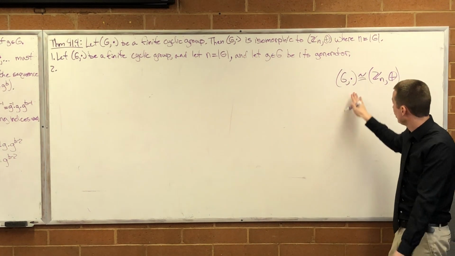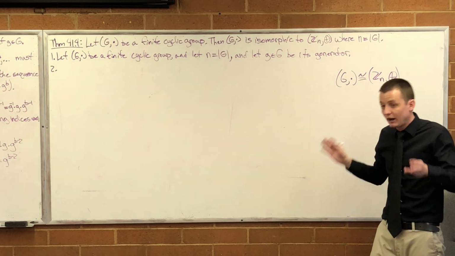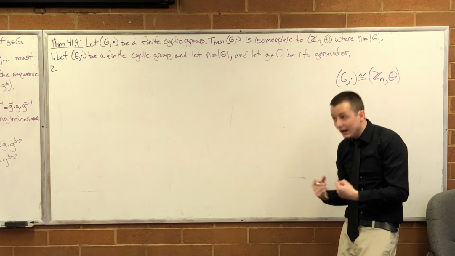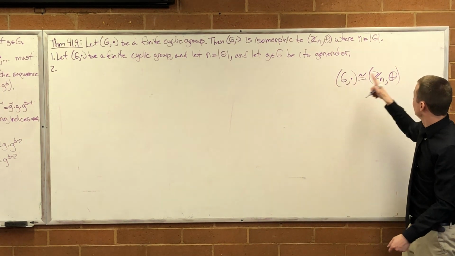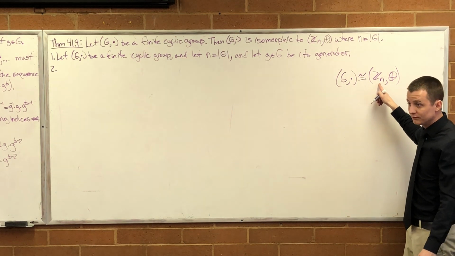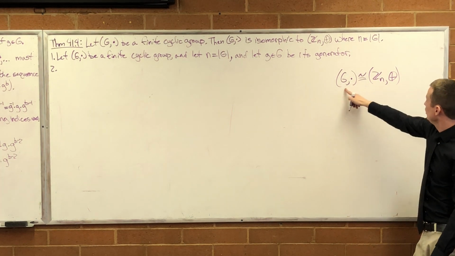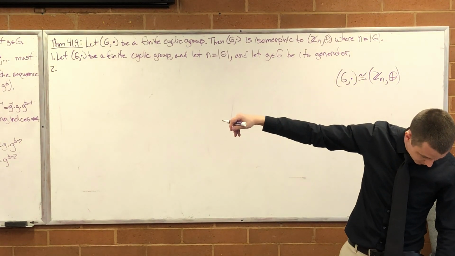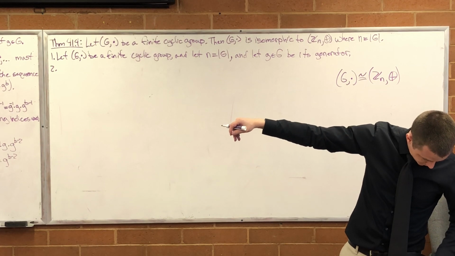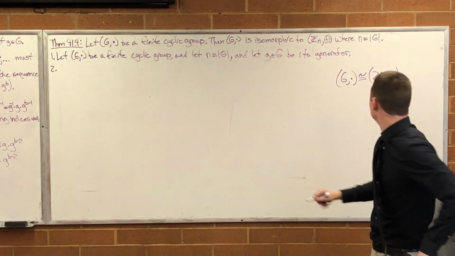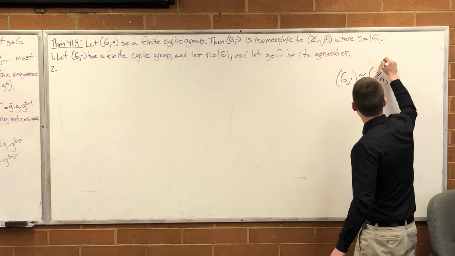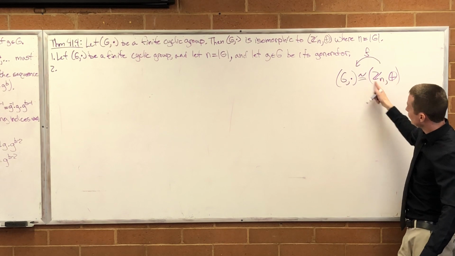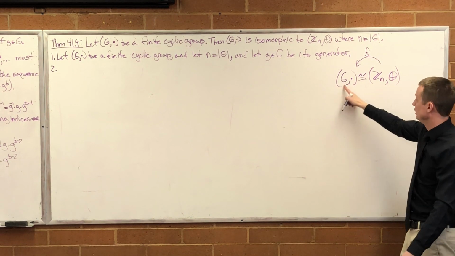Now, how are we going to show that? How do you show that two groups are isomorphic? You need to find an isomorphism. I need to find a function from G to Zn, or maybe from Zn to G, it doesn't matter which way I go. He goes from Zn to G, so I'm going to find a function that maps Zn to G.